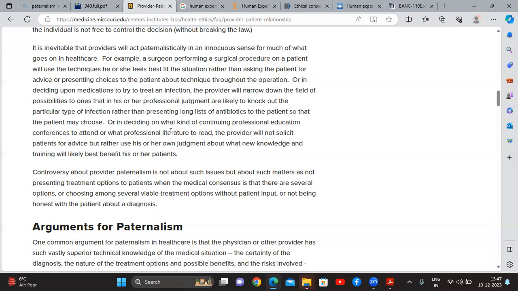Acha. Or in deciding on what kind of continuing professional education conferences to attend or what professional literature to read, the provider will not solicit patients for advice, but rather use his or her own judgment about what new knowledge and training will likely best benefit his or her patients.